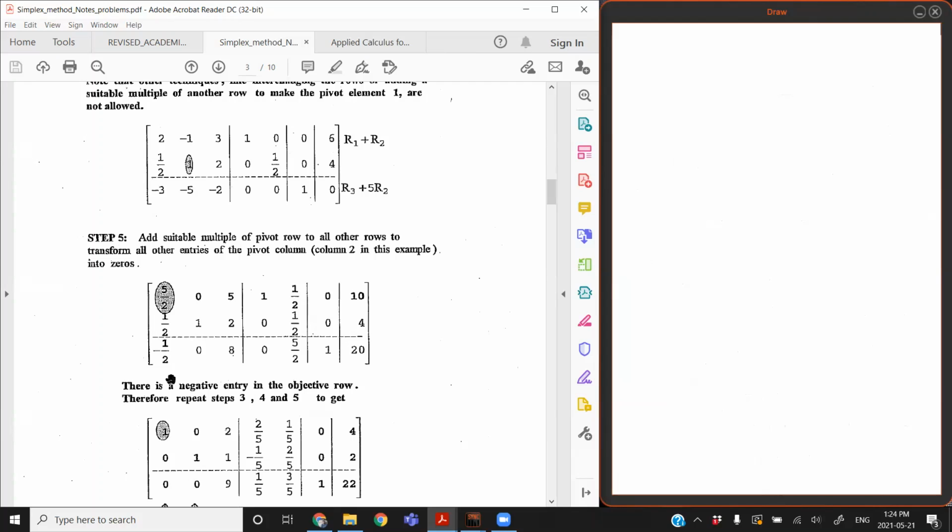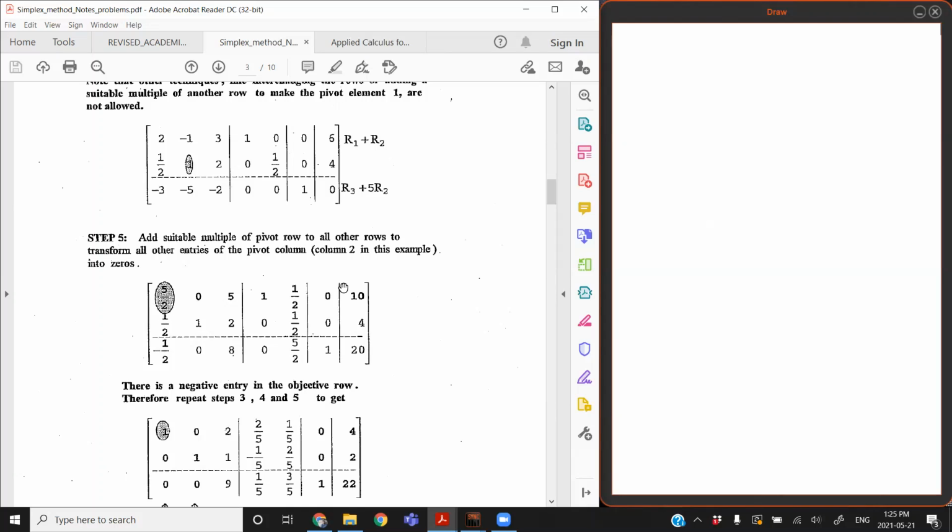Why? Because I still have a negative number here. You see, I began with 3 negative numbers. But after doing this first set of row operations, I am at a position where I have only 1 negative number here in the objective row. So my next pivot position would be in this column. And when I look at this column here, I have 2 candidates for the pivot position. I have 5 over 2, which could be in the pivot position, and I have 1 over 2, which could be in the pivot position. So I need to pick between these two.